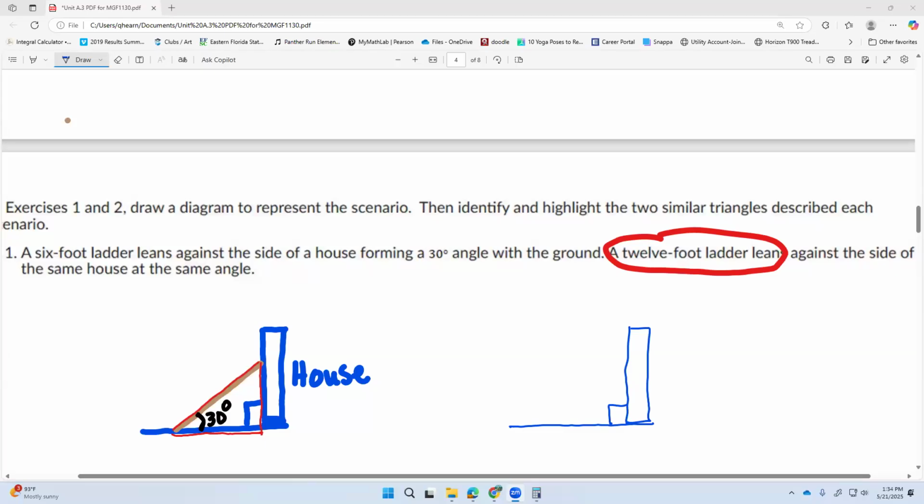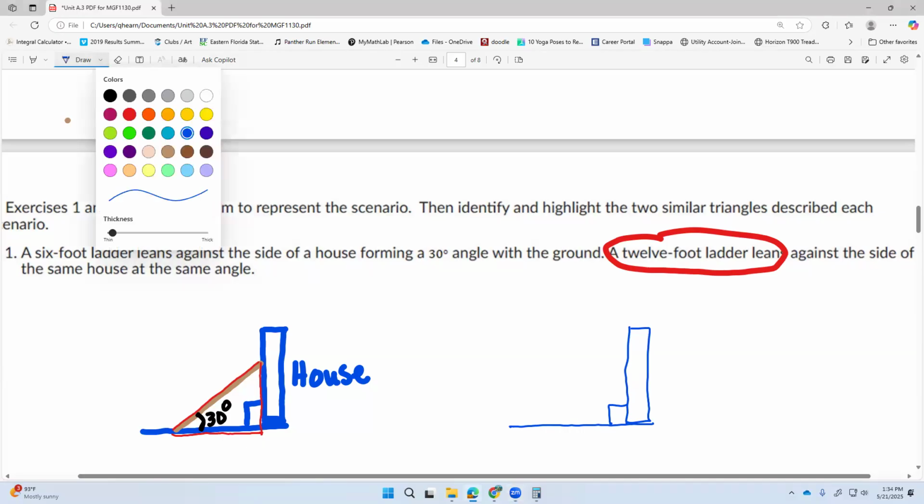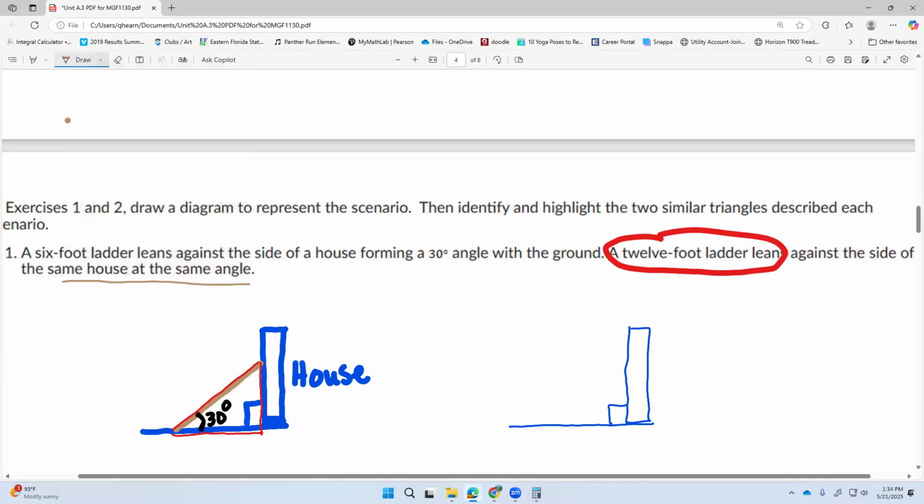Okay, and now when we're going to draw our ladder, remember they said that it's leaning against the house at the same angle, 30 degrees, but it's a longer ladder. So if it's going to lean at the same angle, and you don't have to get the drawing exactly correct, I'm just explaining to you why I'm drawing it the way I'm drawing. I'm going to draw it as a longer ladder. It's going at the same angle, so I'm going to mark 30 degrees.